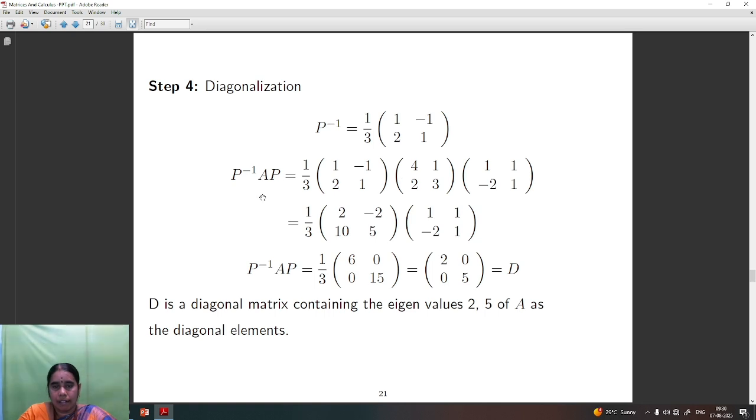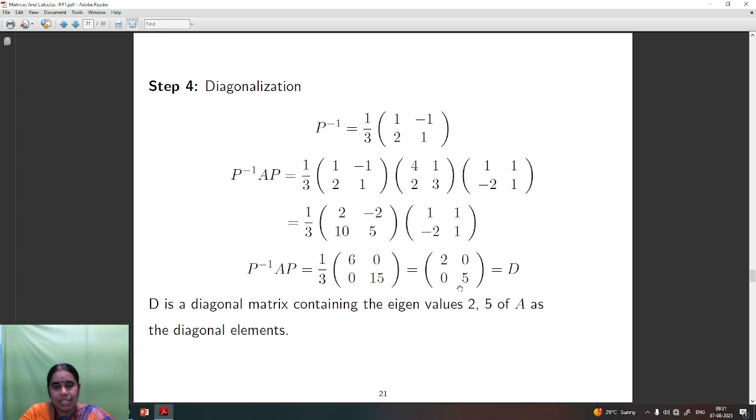Then we have to calculate P inverse into A into P. Here, P inverse is nothing but this value, A is nothing but the given matrix, and P is nothing but this matrix. So we have to multiply all the three matrices. By multiplying the first two matrices, we get this answer. Then we multiply this result with the third one, and we have an answer as this.